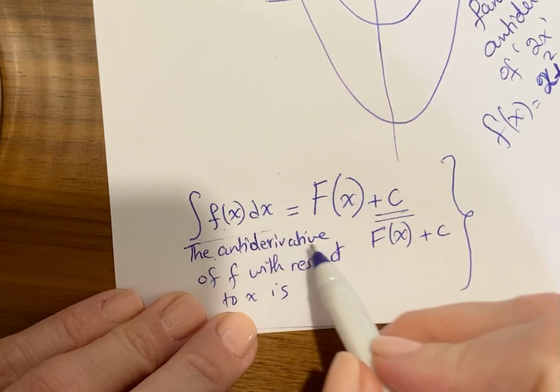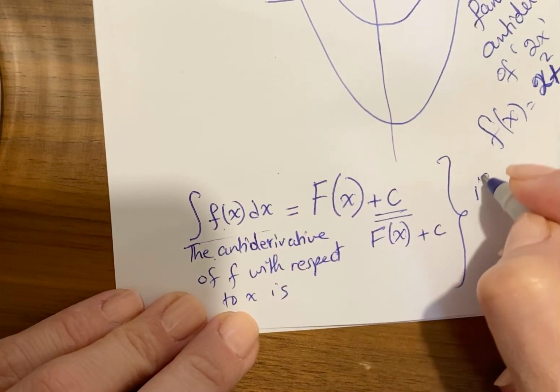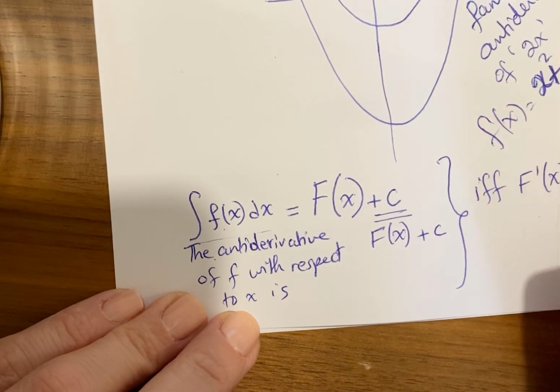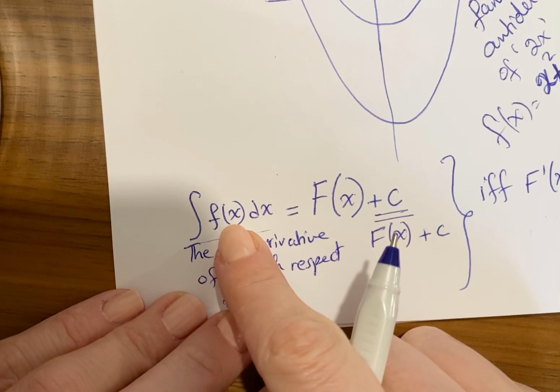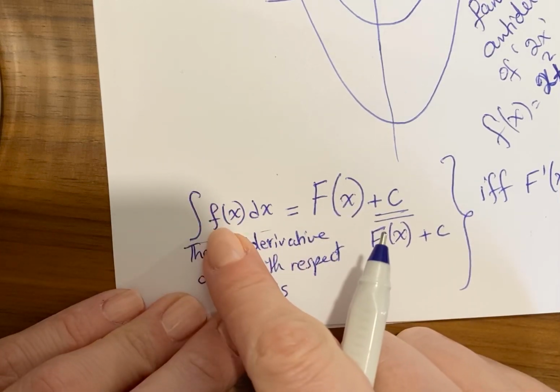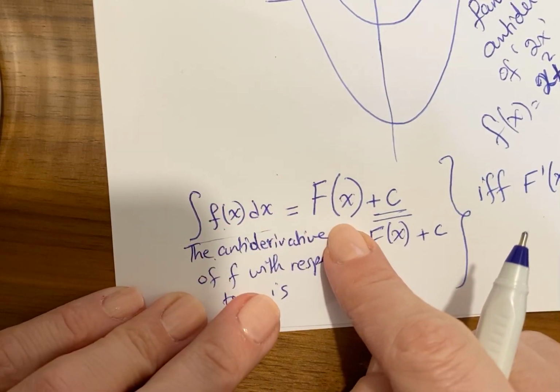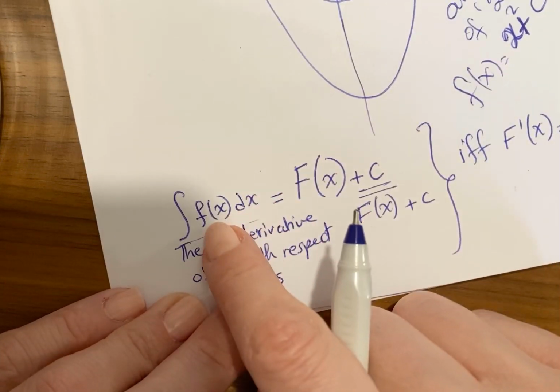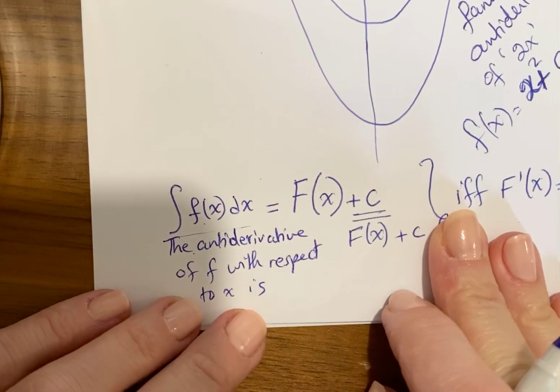We say the antiderivative of small f of x is capital F if and only if the derivative of capital F is this function that we have over here. So the antiderivative of f is capital F. This means that the derivative of capital F is small f that we had over here.